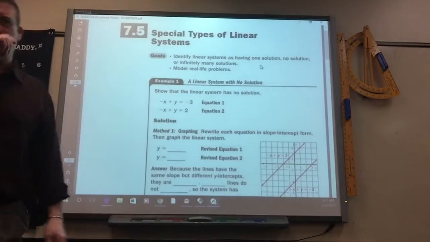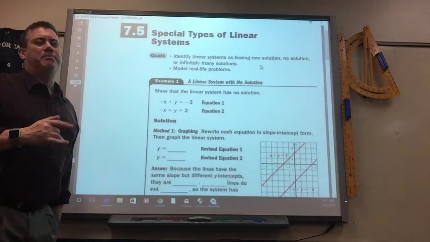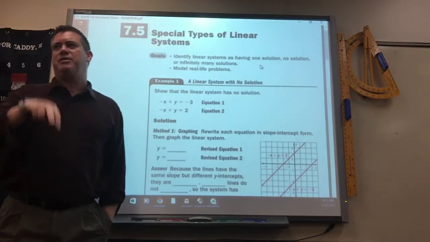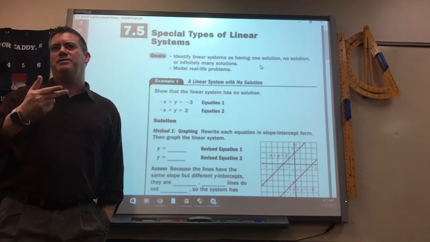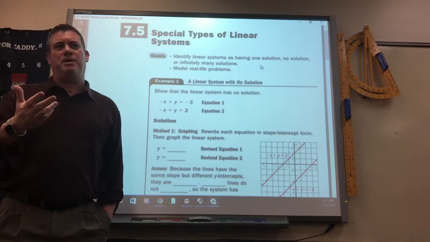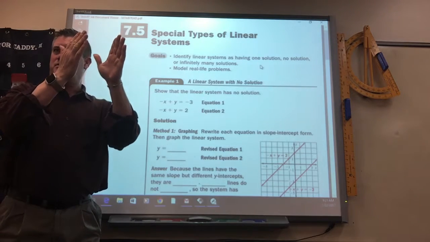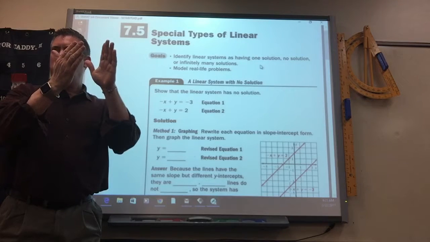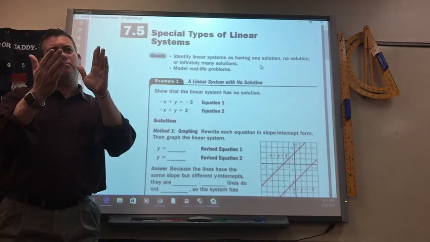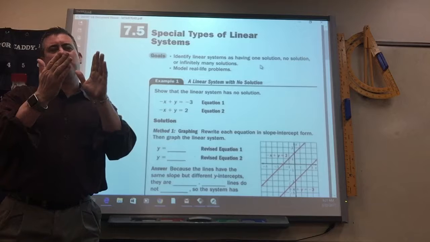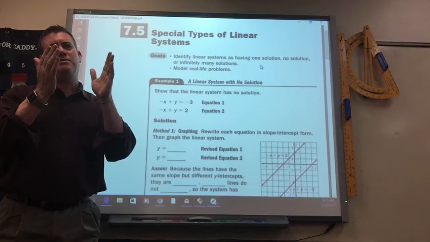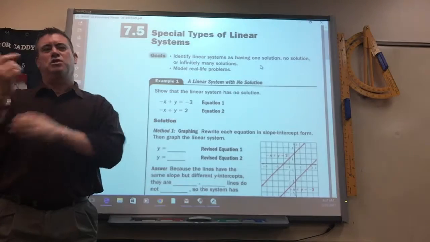Okay, this section, we already had a couple on those worksheets. Remember there was one problem where when you graphed it to find the solutions, they were parallel lines. So if they're parallel, what does that mean? They don't intersect, so same slope, but when you're solving a system of equations and they don't intersect, what does that mean? No solution, right.